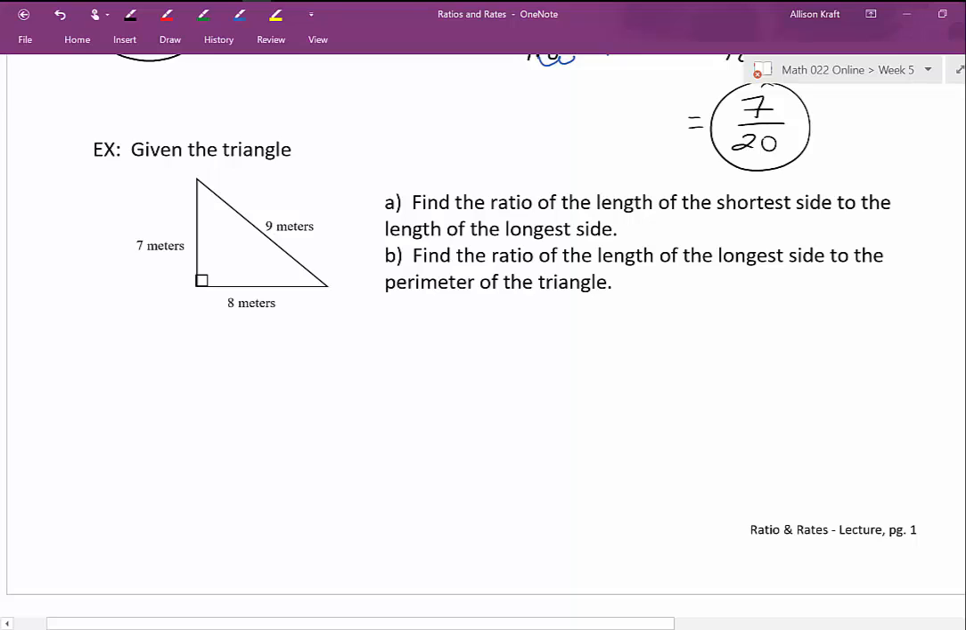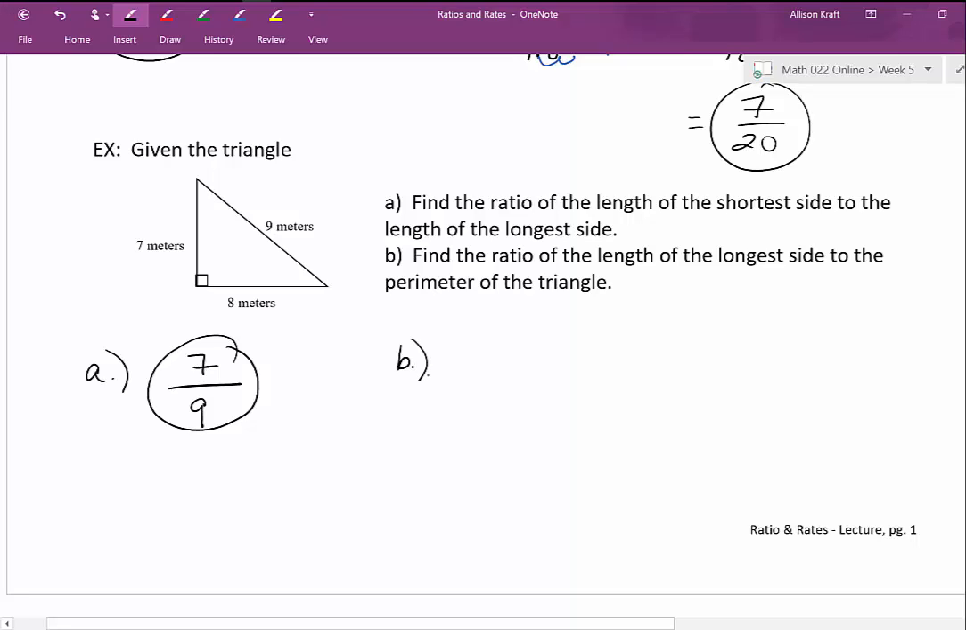In our next example, we want to consider the triangle. In part A, we want to find the ratio of the length of the shortest side to the length of the largest side. Since shortest side is first in the problem, that goes in the numerator, the longest side will go second. The shortest side is 7, the longest side is 9. We have the ratio 7/9. We try to simplify. It doesn't. There's our answer.